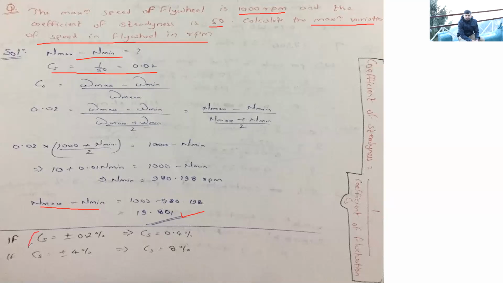Again, what has been written over here is meant for competitive examinations. If the value of Cs is given as plus minus 0.2%, it means the total fluctuation would be 2 times this, that is 0.4%. Similarly, if it is given plus minus 4%, the total fluctuation we have to take is 8%. That is from the mean. It is going towards the positive side as 4% and towards the negative side as 4%. So the total fluctuation that we have to take into consideration is 4 plus 4, that is 8%, or whatever value is given to us.